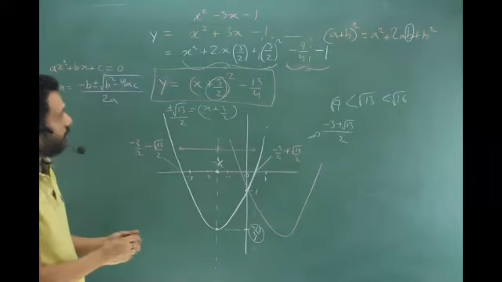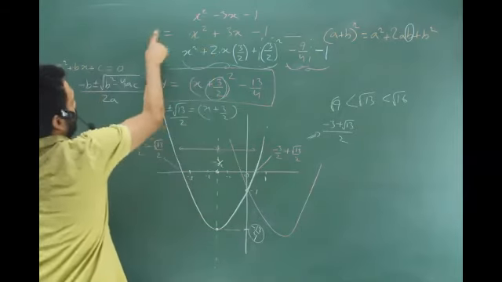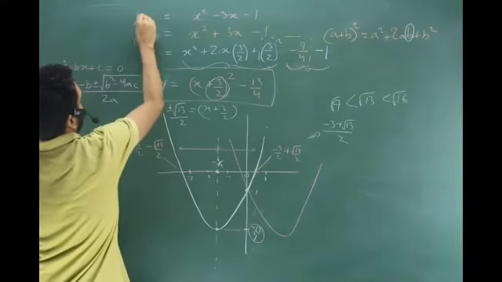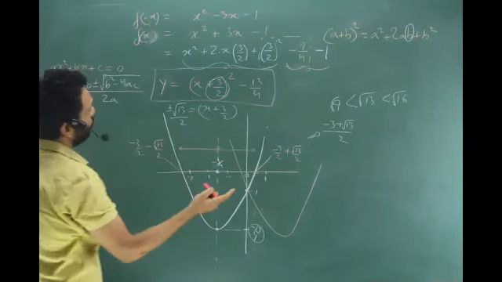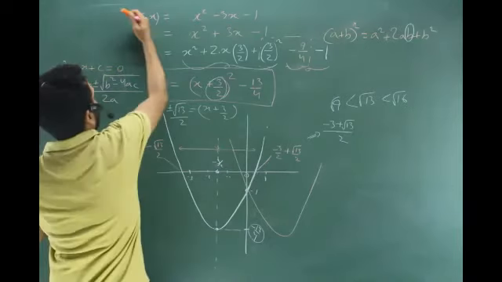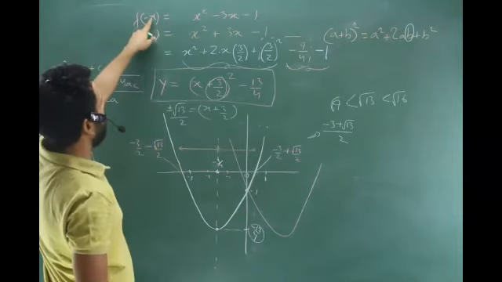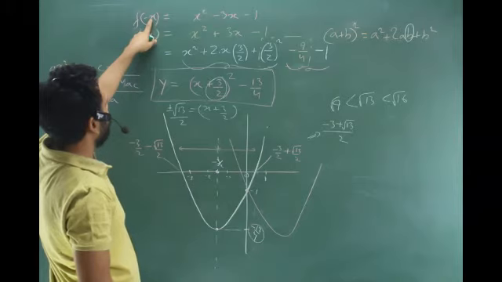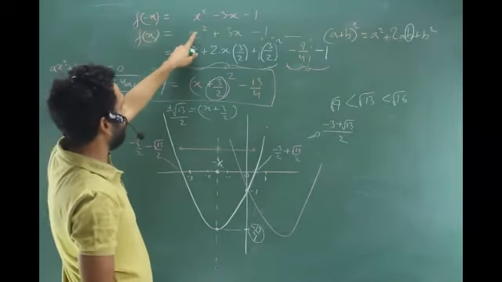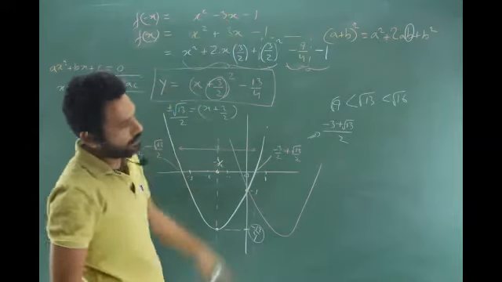Now the other logic is, what if this was called f of x? If I call this f of x, is this f of minus x or not? I'm just asking you. If this was your f of x, and instead of x I put a minus x, what happens? Minus x whole square is x square itself. Minus x instead of x will become minus 3x, right? Yes, sir.